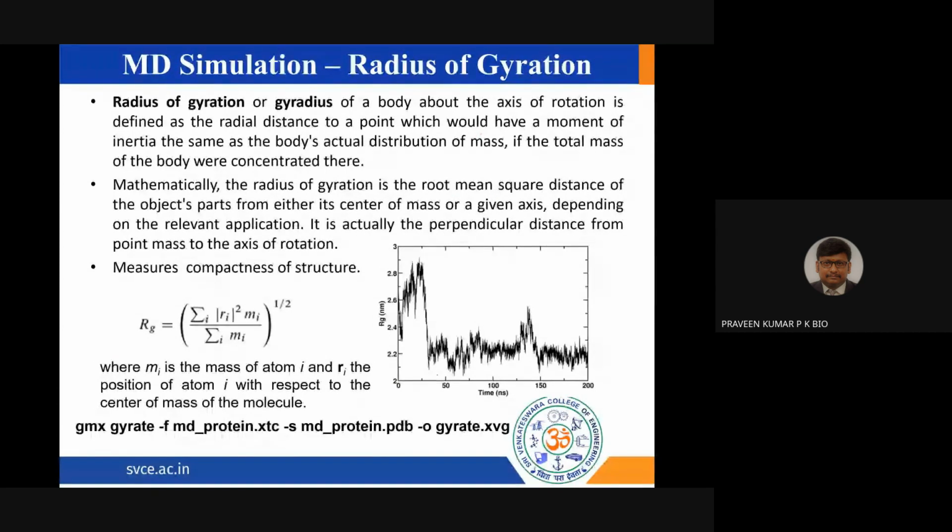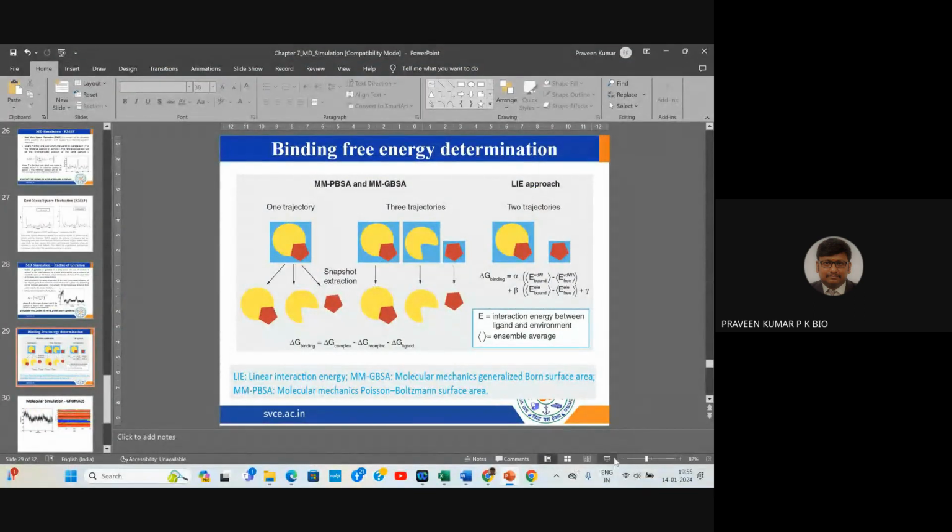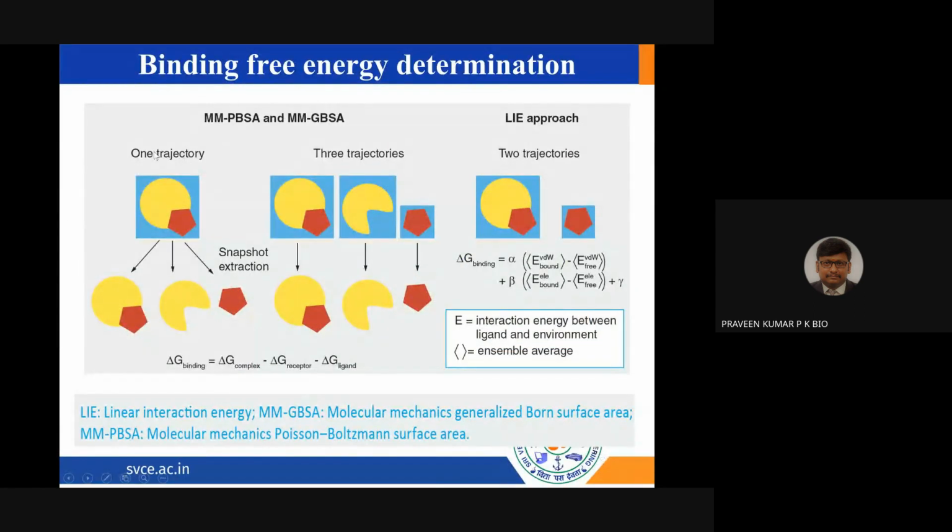However, I told you an example, this can be determined through GMX gyrate. And binding free energy. The binding free energy can be calculated through, I think first I can skip this. I just have 5 minutes to complete. This can be calculated through different trajectories information.